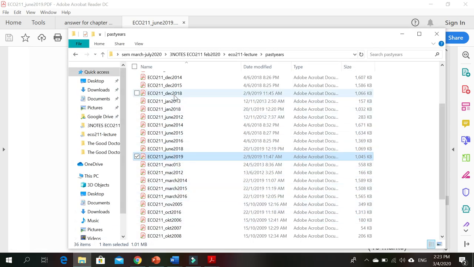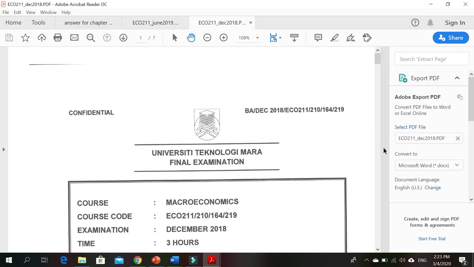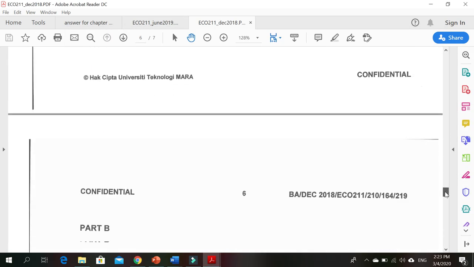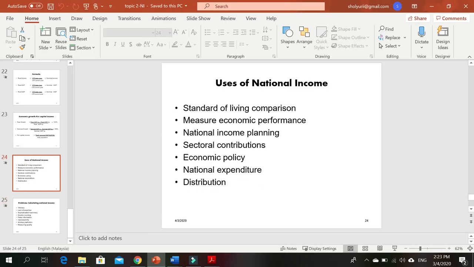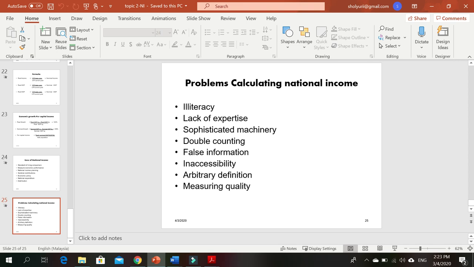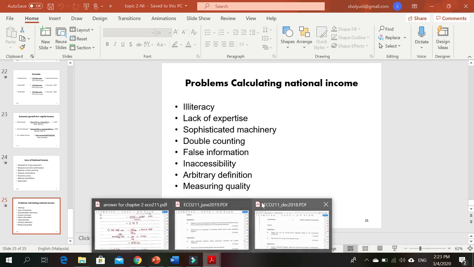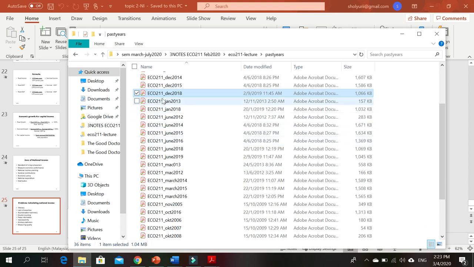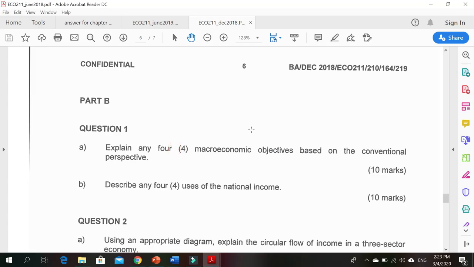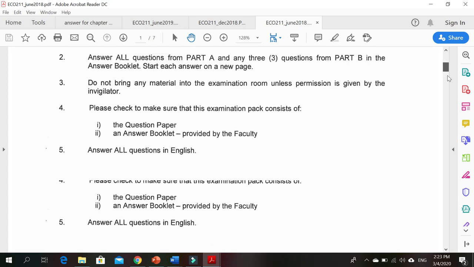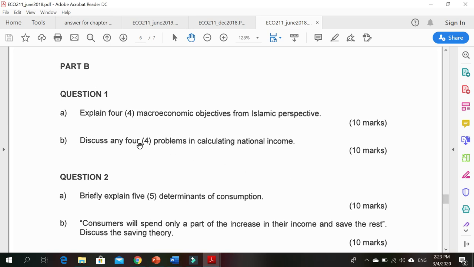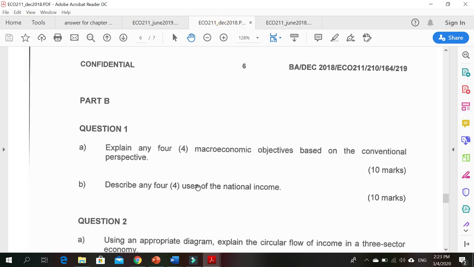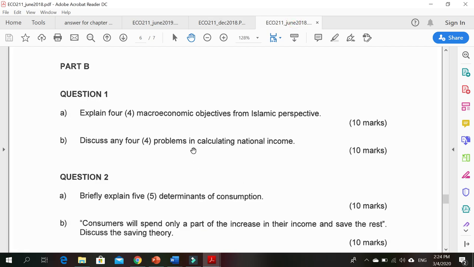Kalau yang baru lagi December 2018. Okay, get here. Essay question 1 B. Describe 4 uses of national income. Tadi kan saya beritahu ada 2 kan. Uses of national income. Satu lagi problem in calculating national income. Dia akan gila. Tadi December 2018 kan. Okay, sekarang kita tengok Jun 2018. Kalau Jun 2018 dia keluar apa? Ini soalan wajib tiap sem keluar. 4 problem. Tengok. December dia keluar 4 uses. June dia keluar 4 problems.